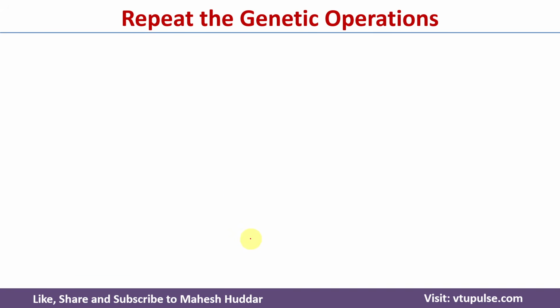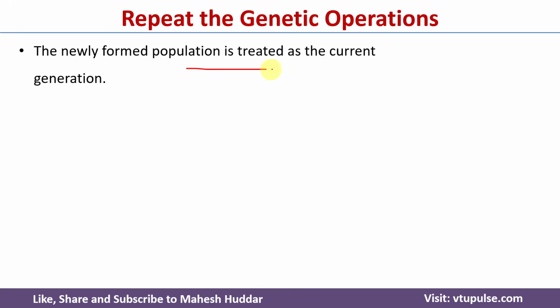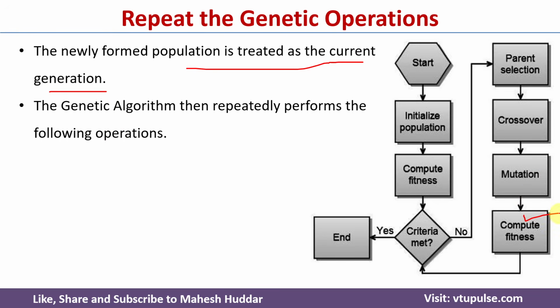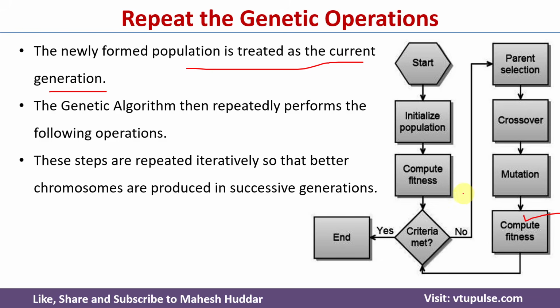At this point, the complete generation has been processed. The newly formed population is treated as the current generation. The genetic algorithm again performs selection, crossover, mutation and fitness calculation. With every iteration, better solutions are produced and the algorithm moves closer to the optimal route. This process continues until a termination condition is satisfied, such as reaching the maximum number of generations or obtaining a satisfactory solution. So the complete worked example of the traveling salesman problem using a genetic algorithm is done here.